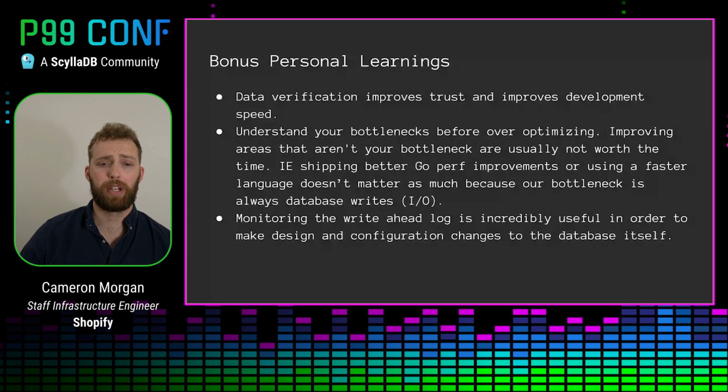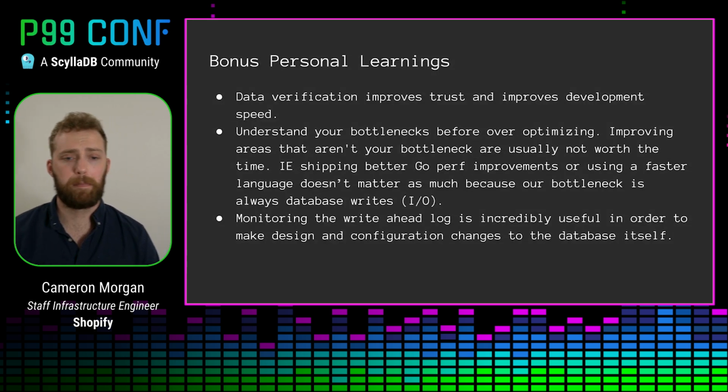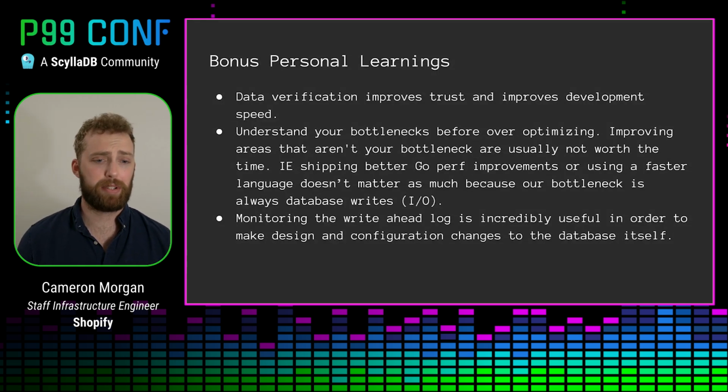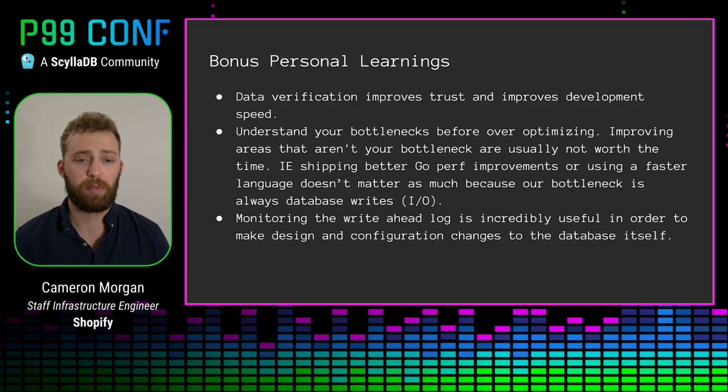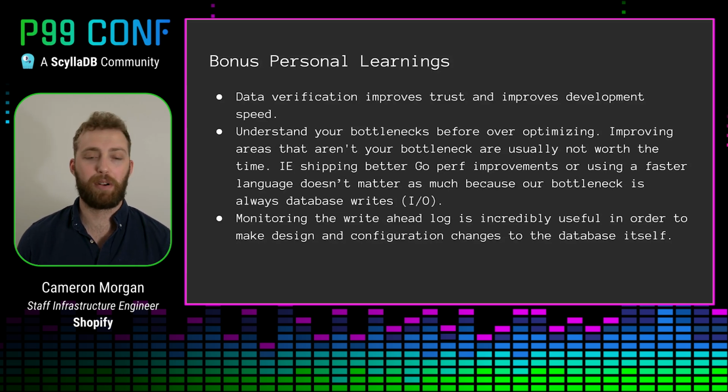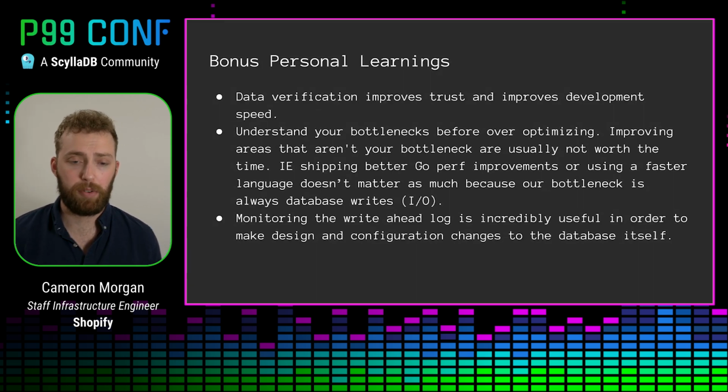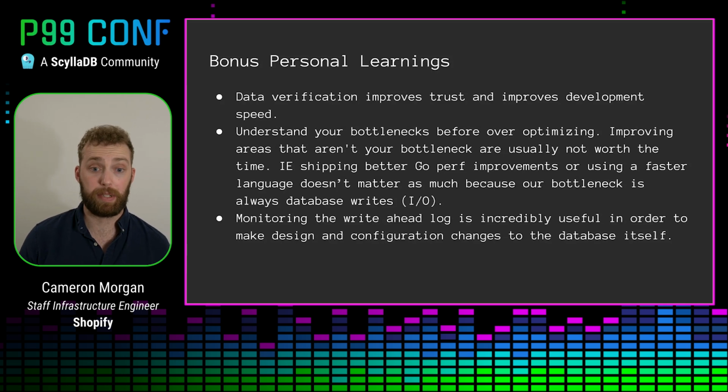Here are some bonus personal learnings. Data verification improves trust and development speed. It massively increased our development speed. We could ship so many things we'd be too nervous to ship without verification. It's amazing. However you want to implement it, if you can do it, I highly recommend it for lots of different systems, but especially replication. And the trust internally and externally just grew so much because of this.